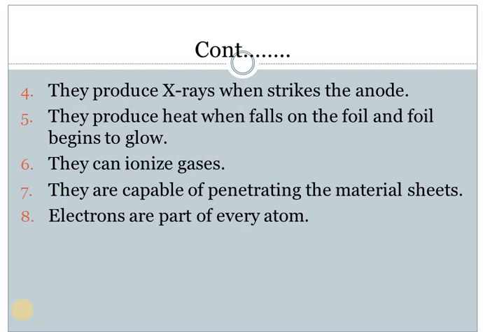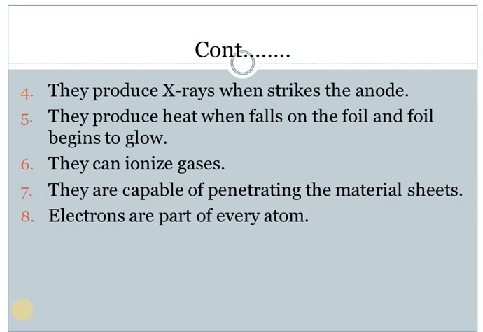Next point is related to the same, this ionizing property or penetrating power, that they are capable of penetrating a material sheet. It may be aluminum, gold, any material sheet that is placed, and they have the ability to go deep in it, knock out the electrons and ionize that substance.